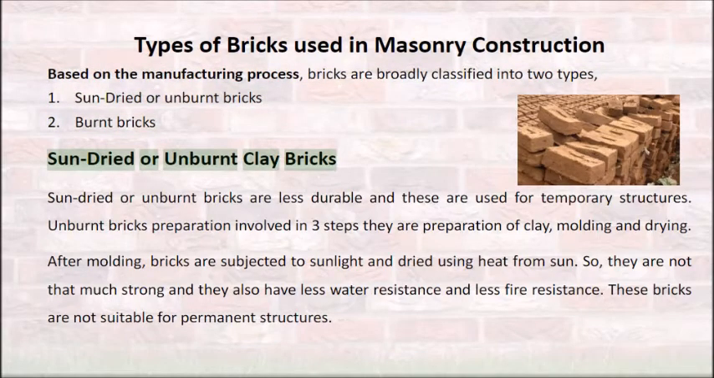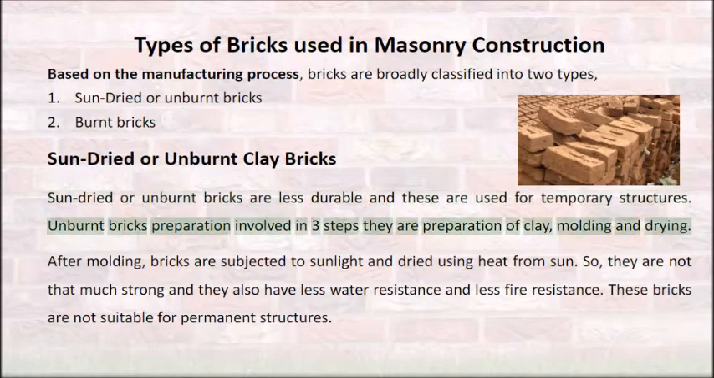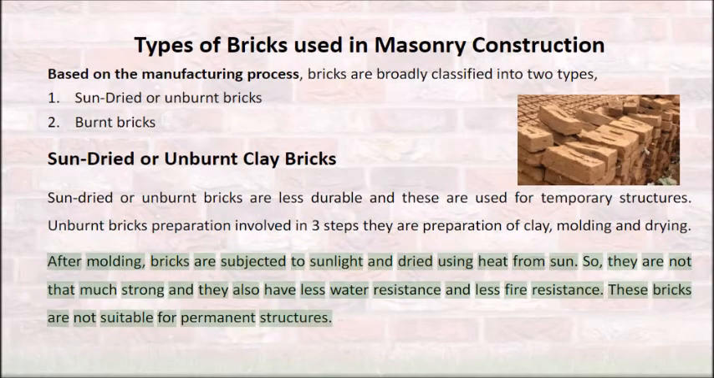Sun-dried or unburnt clay bricks. Sun-dried or unburnt bricks are less durable and these are used for temporary structures. Unburnt bricks preparation involves 3 steps. They are preparation of clay, molding, and drying. After molding, bricks are subjected to sunlight and dried using heat from the sun. So, they are not that strong and they also have less water resistance and less fire resistance. These bricks are not suitable for permanent structures.